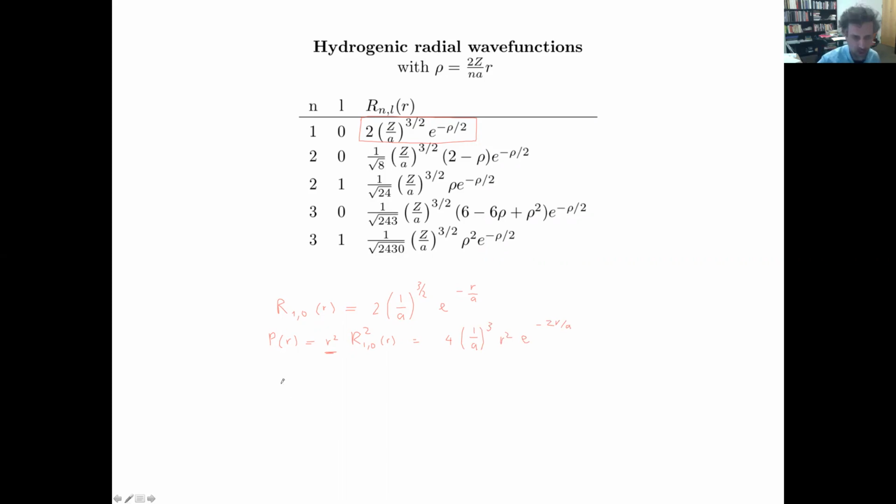How do I find the most probable radius? Well, I have to take the derivative of this thing and then find the zeros of the expression that follows. So what I have to do, I have to realize, of course, there are 2 functions here that depend on R, R squared and this exponential. So I have to use the product rule if I compute the derivative. Okay.